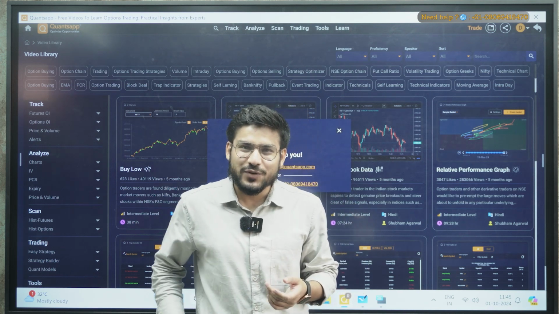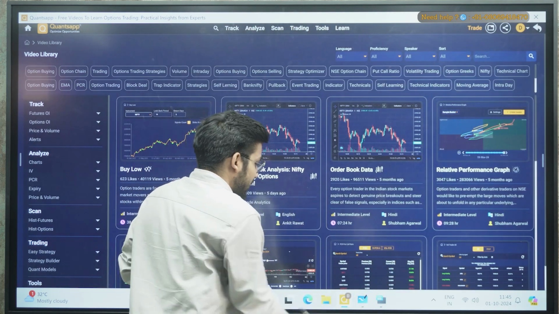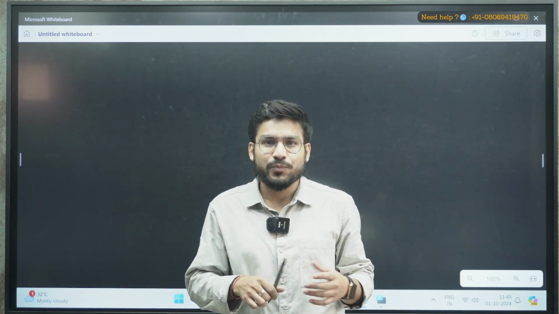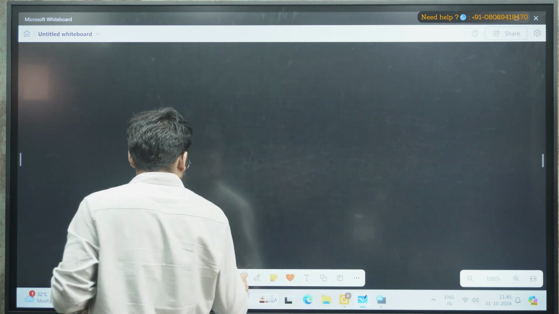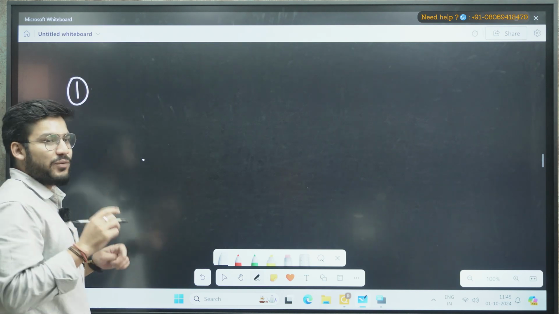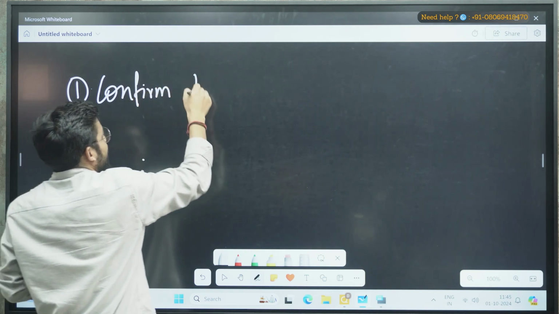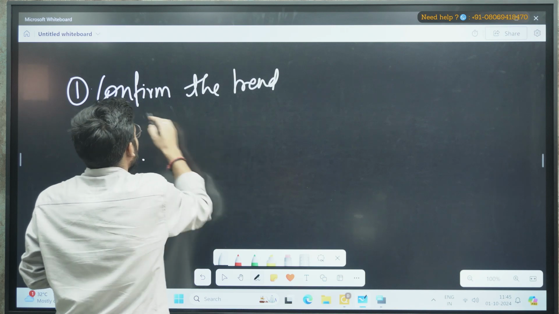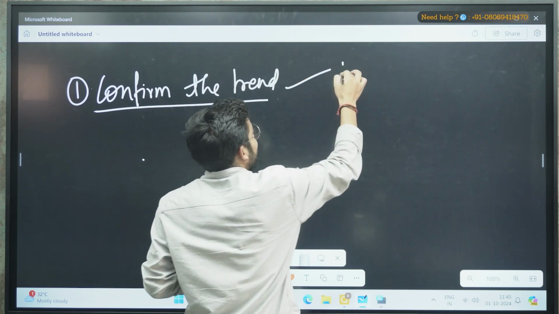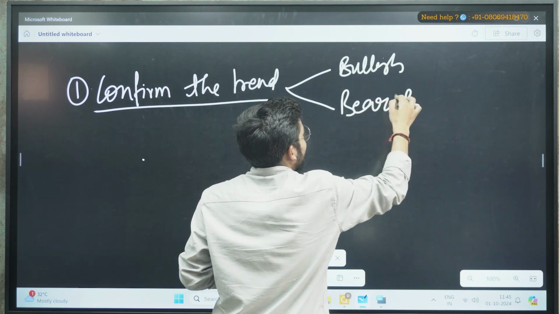So let's get back to today's video, the price action strategy, and that will be of advanced level. Before going to the main topic, I'll clear some terms with you and what are the steps that you have to follow. We will follow three major steps for our strategy. The first one is to confirm the trend. First of all, we will confirm if the trend is bullish or bearish.